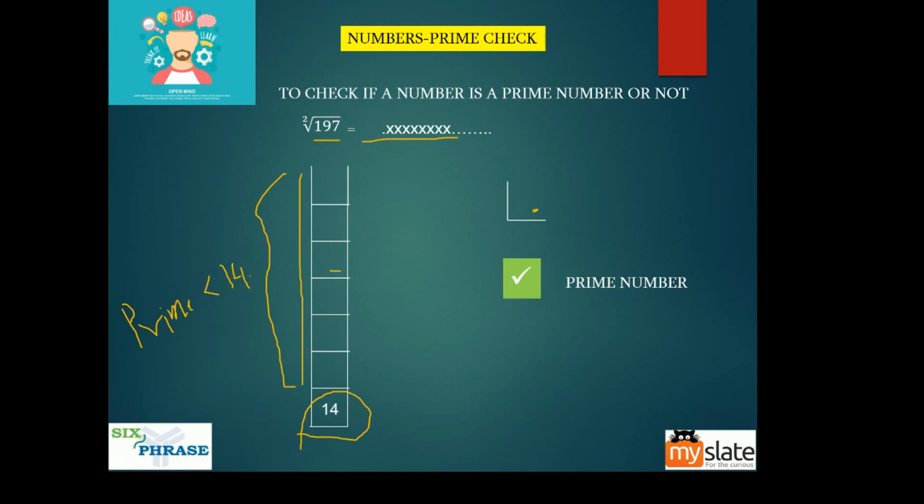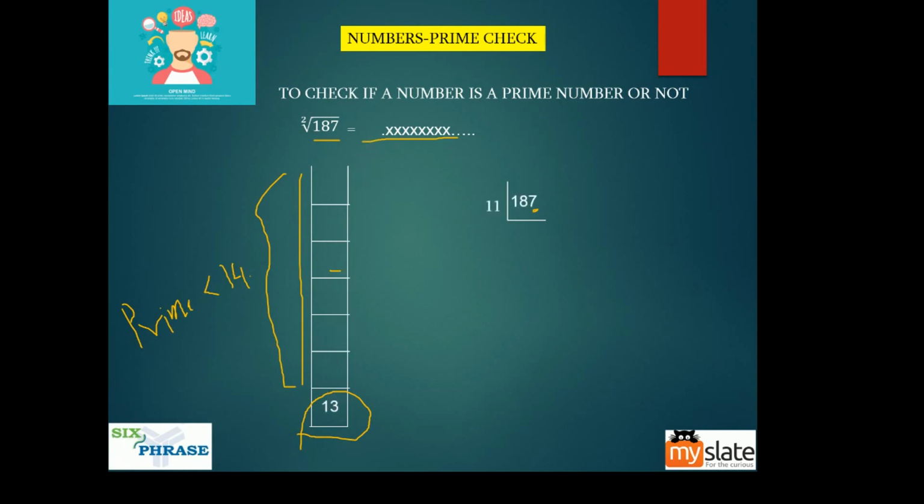Again, for the reason for this, we need a lot of time. There is a reason. So 187. Guys, 169 is 13 square, right? So the square root of 187 is 13 point something. So we put 13 down here.